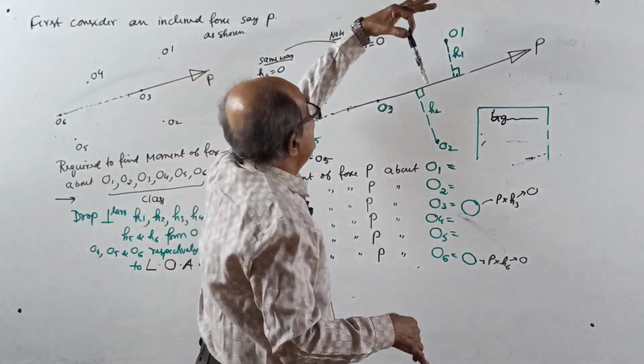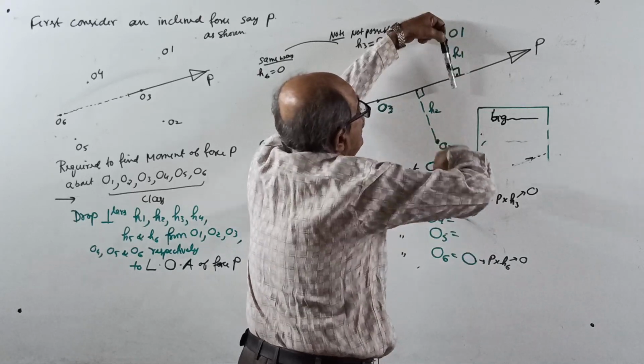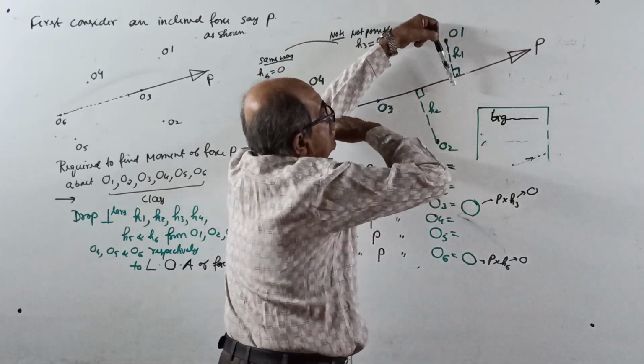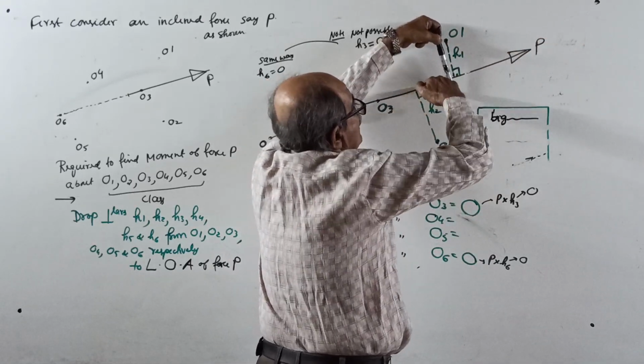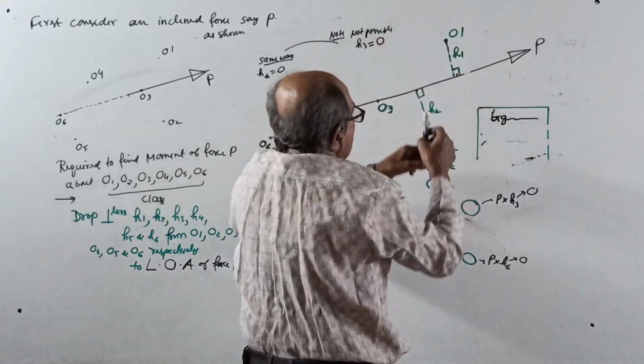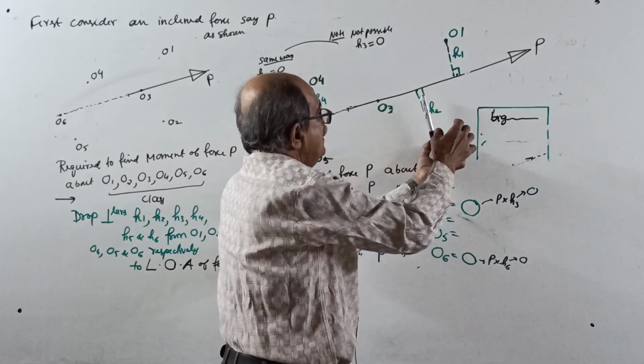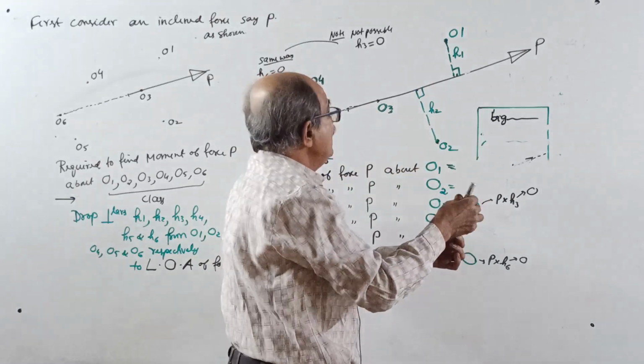See here. If I want the moment about O1, place it perpendicular to the line of action of the force. Now, apply the force. See here, it is rotating anti-clockwise. Hold it at the point O2, this way. If the pencil is shorter, what do you do?